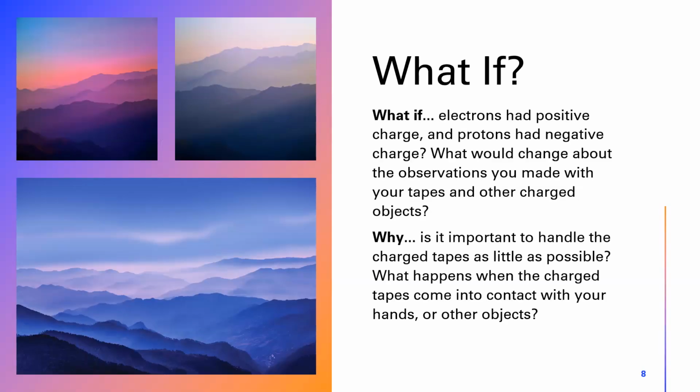The what-if: what if electrons had a positive charge and the protons had a negative charge? What would change about the observations you made with your tapes and other charged objects? Well, if it was flipped polarity, then we would experience flipped results. So anything that would repel would be attracted and so forth, just because of the nature of the laws of attraction.